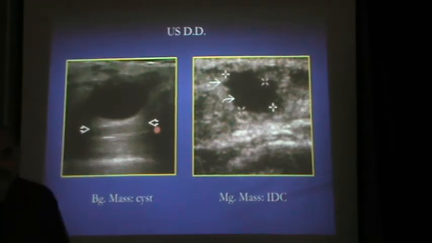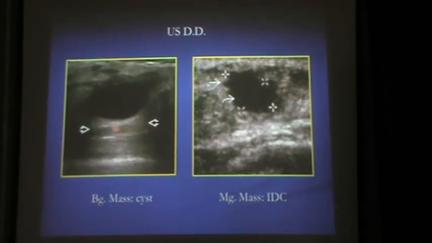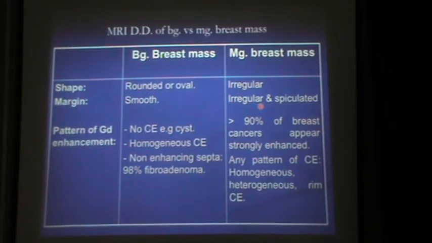Example by ultrasound of a benign mass, it is a cyst. This is the malignant mass, intraductal carcinoma. MR differentiation of benign versus malignant breast mass. I think Dr. Mahmoud will talk about it.